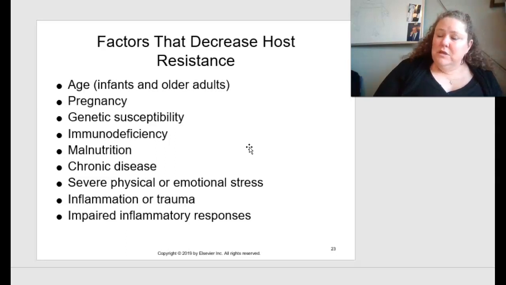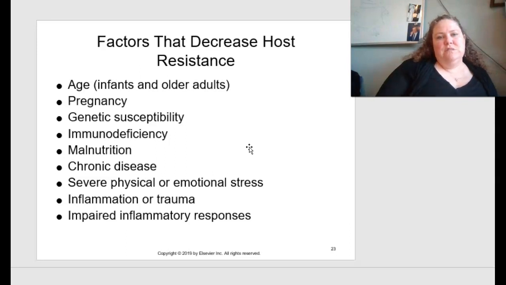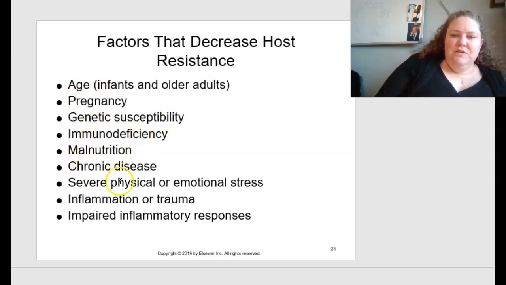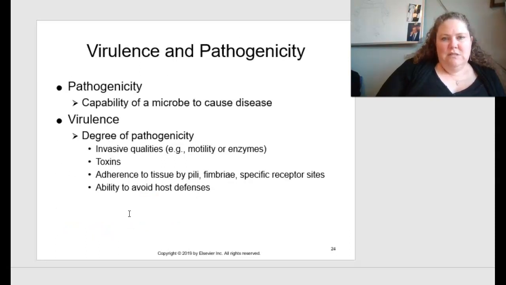Babies haven't been around long enough to actually gain a strong, robust immune system. Then older adults aren't as out and about as middle-aged and younger people are. Other factors include pregnancy, genetic susceptibility, immunodeficiency, malnutrition, chronic disease, severe physical or emotional stress, as well as inflammation or trauma. You can also have impaired inflammatory responses that can decrease your host resistance.